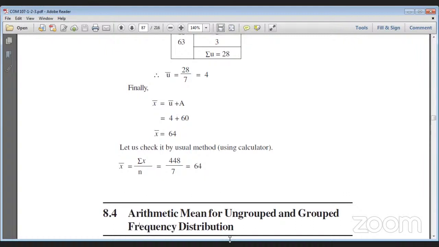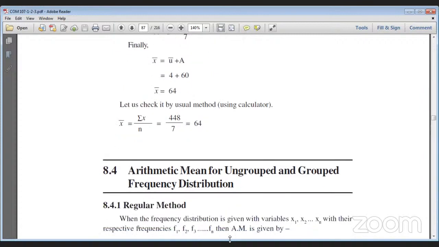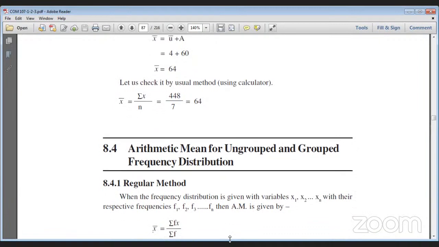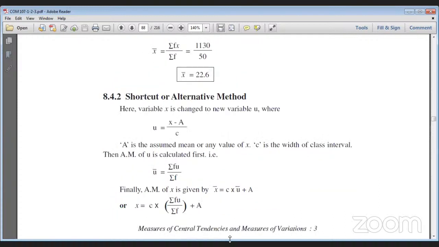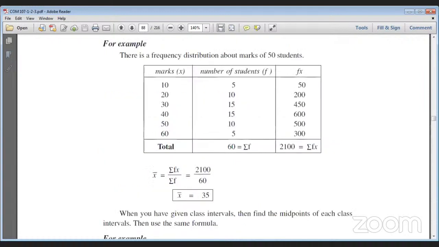Now on page number 2, arithmetic mean for ungrouped data is given. The regular method is there. When a frequency distribution is given with variables x1, x2, up to xn with their respective frequencies f1, f2, f3, and so on, the mean is given by the formula X bar is equal to summation fx upon summation f. You will find the example on page number 3.